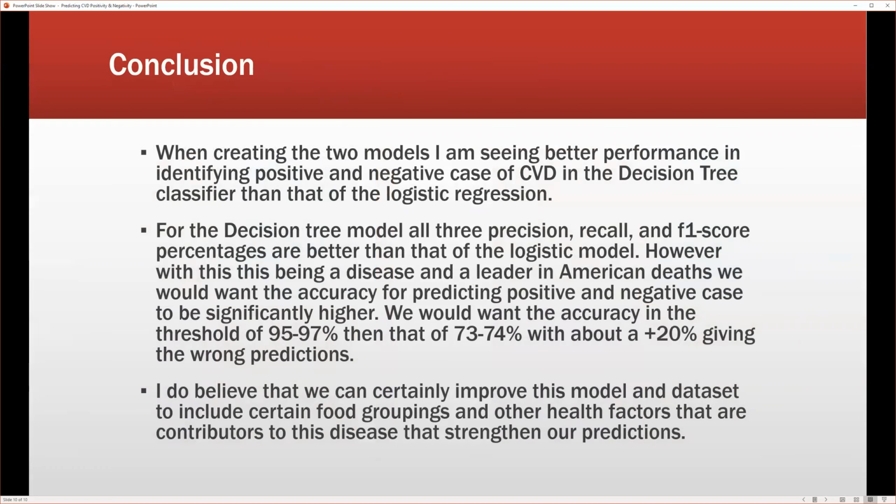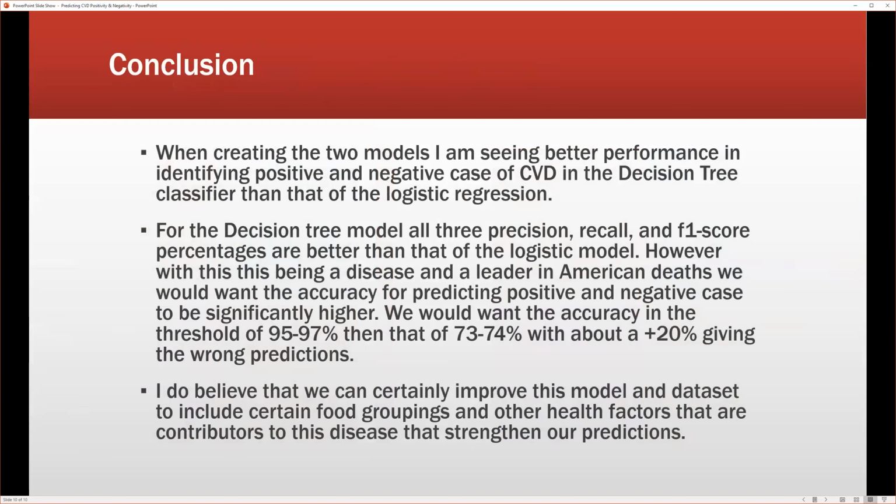However, with this being said, the disease is a leader in American deaths from what we learned so far. So having an accuracy of positive and negative cases at 71 to 73% isn't really helpful since it is a very important disease that is actually causing a lot of deaths. We would want to have an accuracy threshold between 95 to 97% of trying to predict CVD cases from health levels.